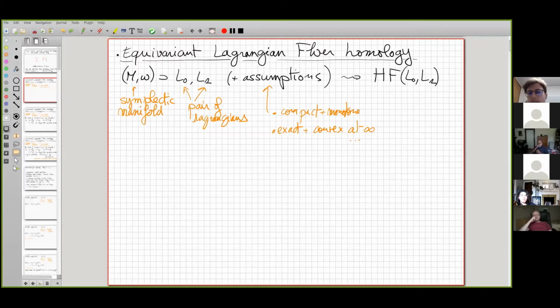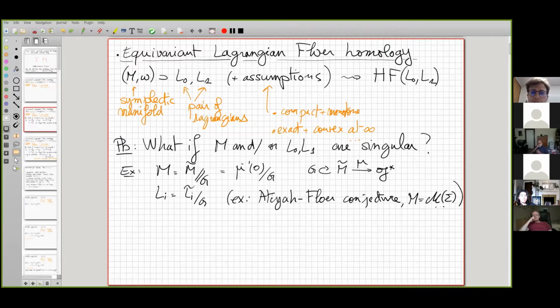But then you could ask the question: what happens if the symplectic manifold and/or the Lagrangians that you have happen to be singular? Okay, and then that's more difficult. So, for example, you could have something singular if your manifold and Lagrangians arise from a symplectic quotient. So let's say you have a smooth symplectic manifold M tilde that has a Hamiltonian action, and you take the symplectic quotient. Okay, and you have a pair of Lagrangians in it. You get a new pair of Lagrangians in the quotient, and maybe that will be singular.